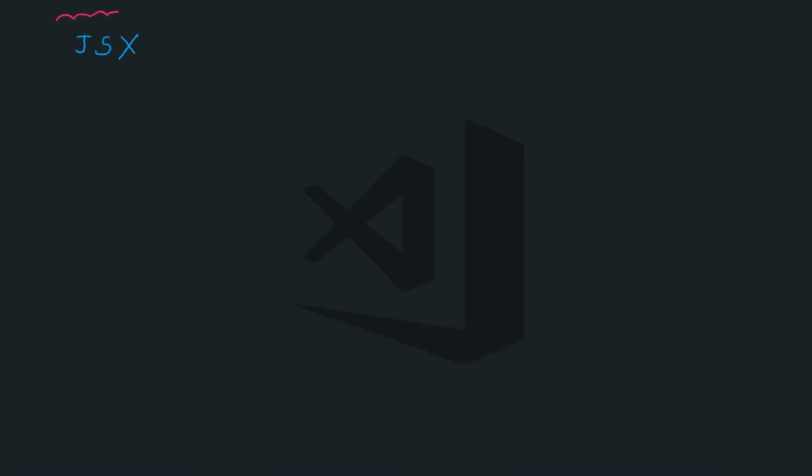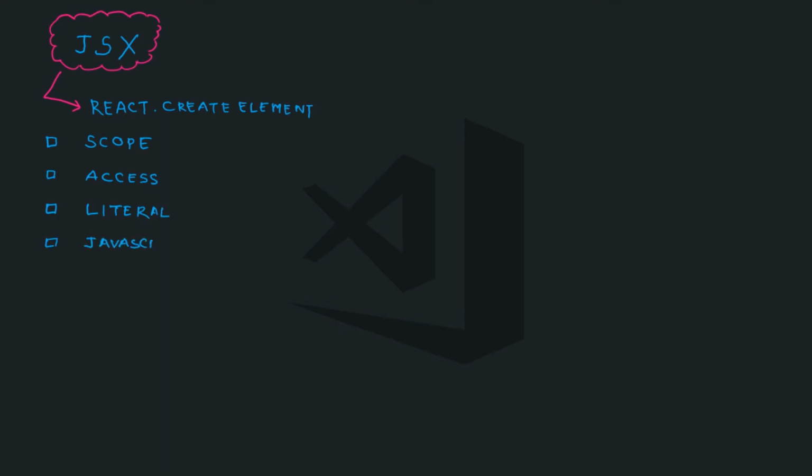Today we'll discuss JSX. I split the JSX tutorial into two parts. In this first part, I'll discuss how JSX translates into React.createElement call, component scope, accessing JSX elements, literals such as string and boolean, JavaScript expression inside JSX, choosing JSX element at runtime, if-else statement, and finally spread attributes.